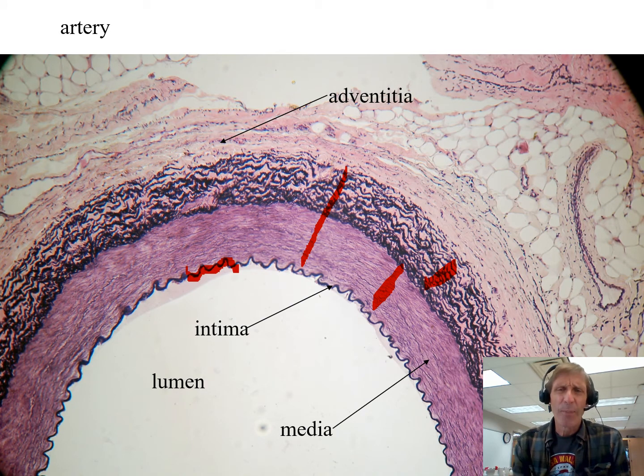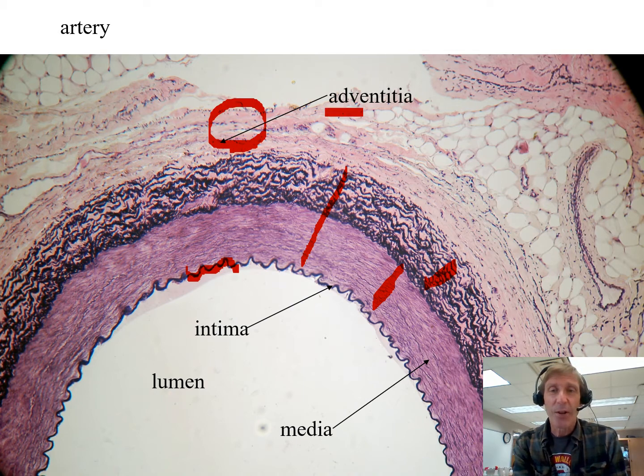This is a small, medium-sized artery. Out here, this is the tunica externa. It's also sometimes called adventitia, but tunica externa will work. So those are the layers of the artery. So just identify it as an artery, identify the layers for me, you'll be good to go.